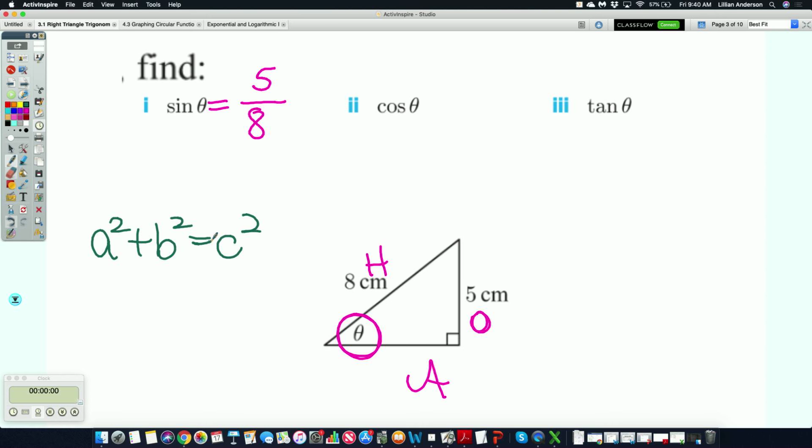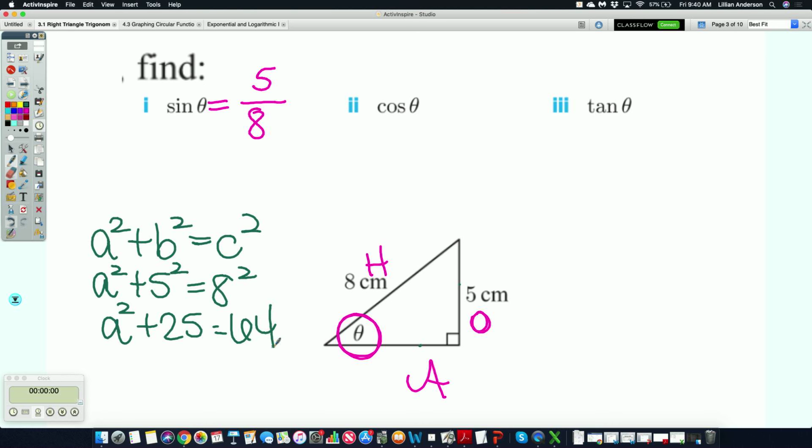This is your hypotenuse. These two sides are known as legs of your right triangle. They always form the 90-degree angle. So we use Pythagorean theorem to find the missing side length. We are going to do this without a calculator so that we won't have any decimal approximations, just simplified radicals. What's 5 squared? 8 squared? 64. So I need to subtract. A squared is equal to 39, and we need to square root.